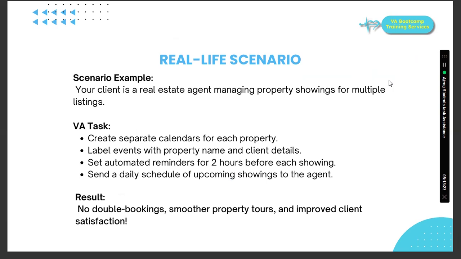And then the other real-life scenario: your client is a real estate agent managing property showings for multiple listings. The VA tasks are to create a separate calendar for each property, label events with the property name and client details, set automated reminders for 2 hours before each showing, and send a daily schedule of upcoming showings to the agent. And then the result: no double booking, smoother property tours, and improved client satisfaction.